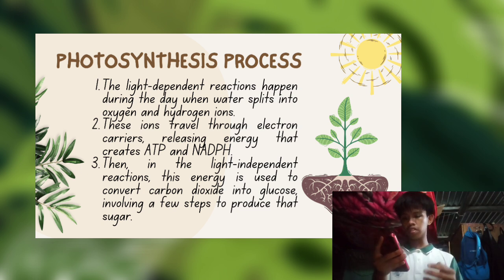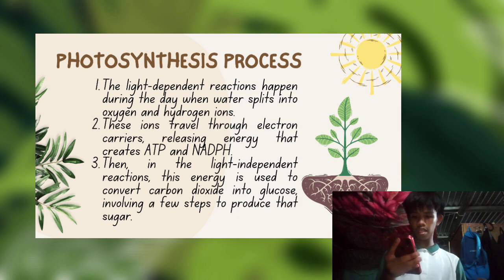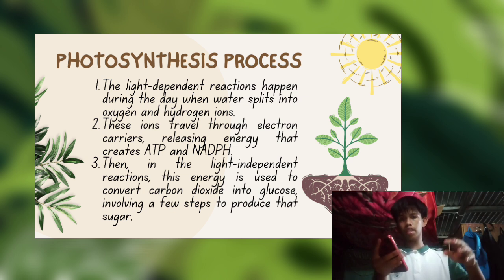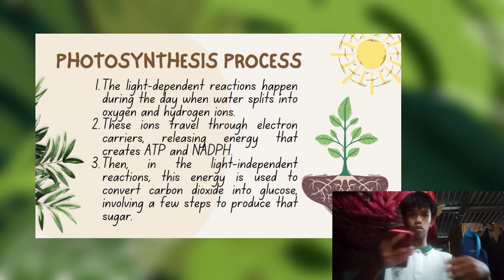Then the electrons travel through the electron transport chain, generating ATP, which is adenosine triphosphate, and NADPH, which store energy for the next stage. Then oxygen is released as a byproduct.